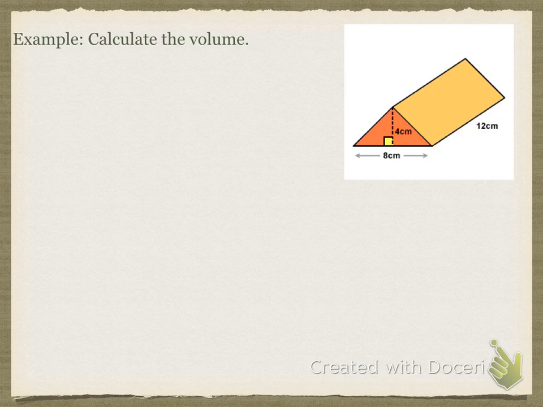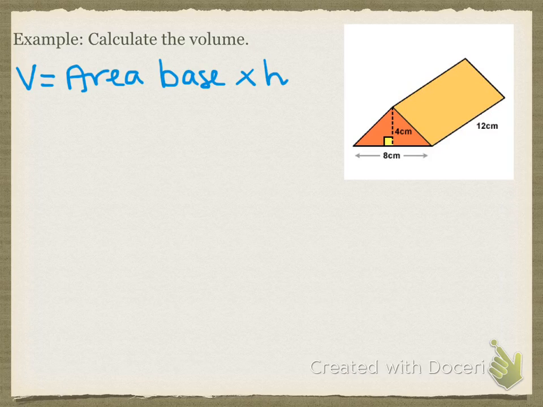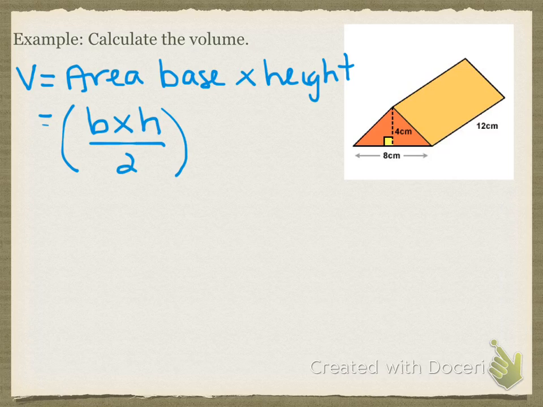The first example is going to ask us to calculate the volume of this triangular prism. We always start by writing down our formula. So volume equals the area of the base times the height. Because this is a triangular prism, the area of the base is going to be base times the height of the triangle divided by 2, and then I'm going to multiply that with the height of the prism.